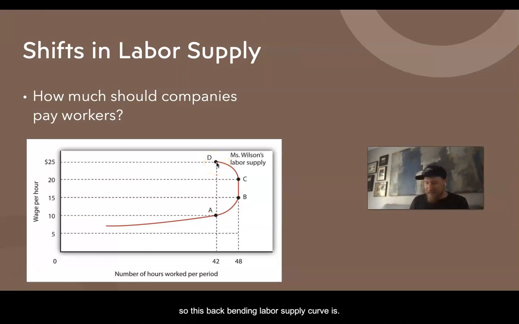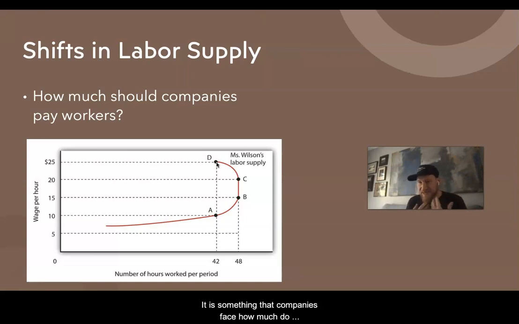So this backward bending labor supply curve is something that companies face. How much labor do we supply? And do you think this is a company problem, or do you think this is a labor being too childish problem? And maybe it's between both. I don't know. I would love to hear your comments below, but I hope this helps.